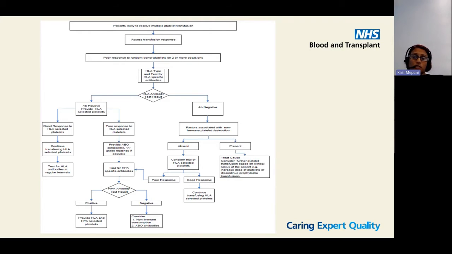Again, I've just put this in for reference really, and I apologize that it is very small, but if anybody wants to have a look at this, just email me and I can send you the reference over. But this is just an algorithm that we use to assess what testing needs to be done. So if the patient has been receiving HLA support, but they're still not incrementing, then it just gives us and other healthcare professionals advice as to what next approach to take. Next slide.